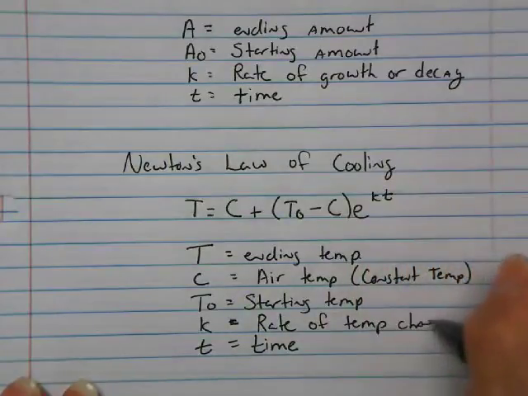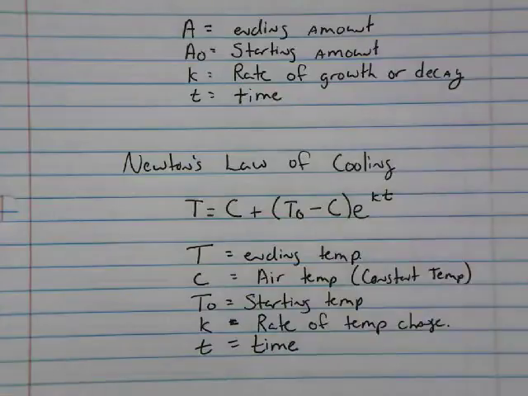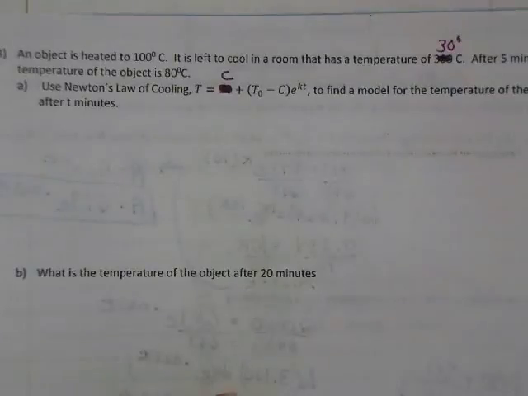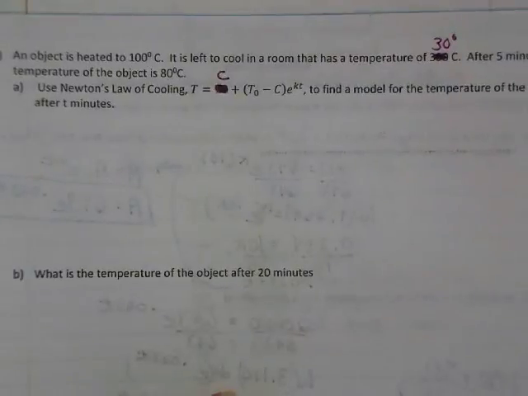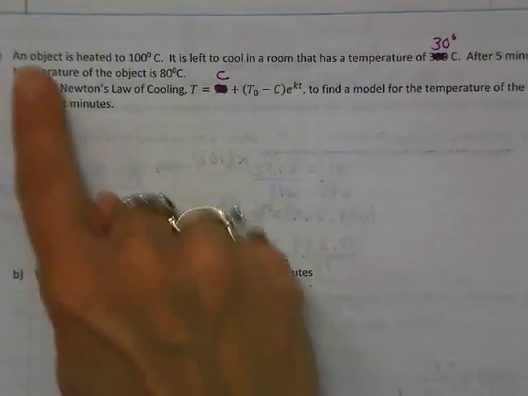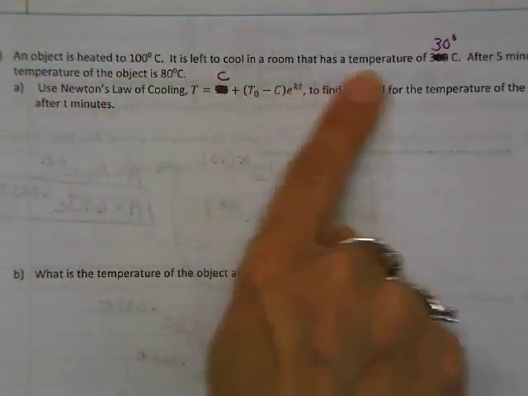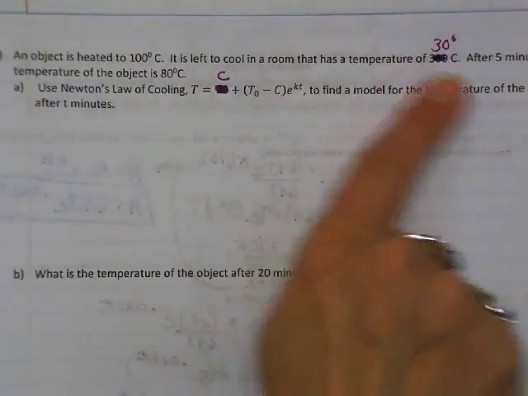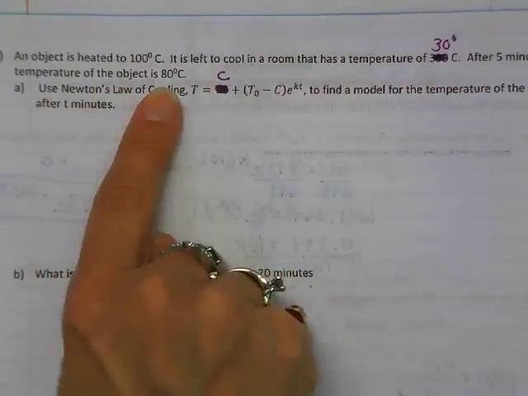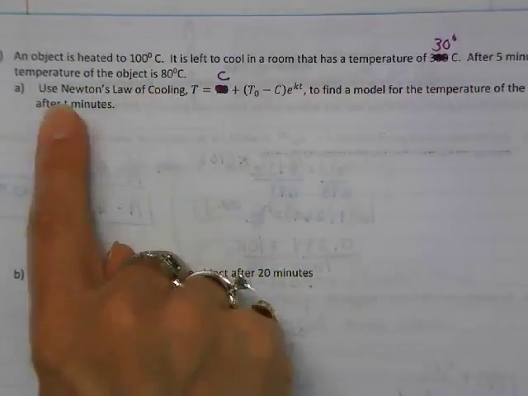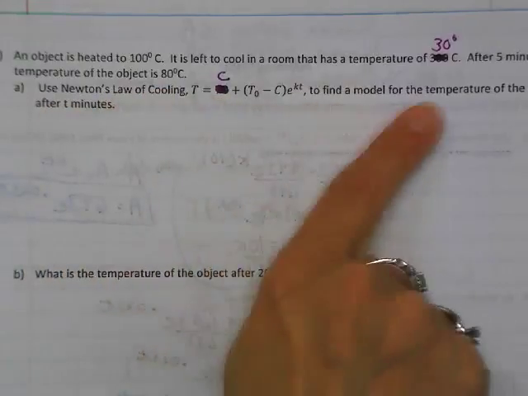Alright, you ready to do this one? Alright, so now that we made all the changes for Ms. Hoffman's typos, let's go ahead and read the question. An object is heated to 100 degrees Celsius. It is left to cool in a room that has a temperature of 30 degrees Celsius. After 5 minutes, the temperature of the object is 80 degrees. Use Newton's law of cooling to find the model of the temperature of the object after t minutes. So I want to, again, plug in.